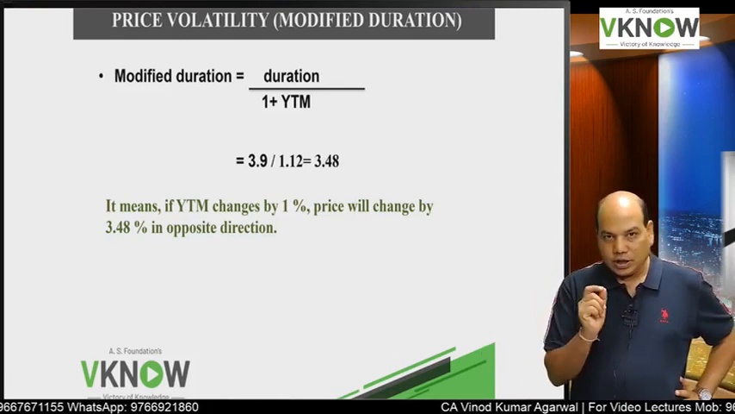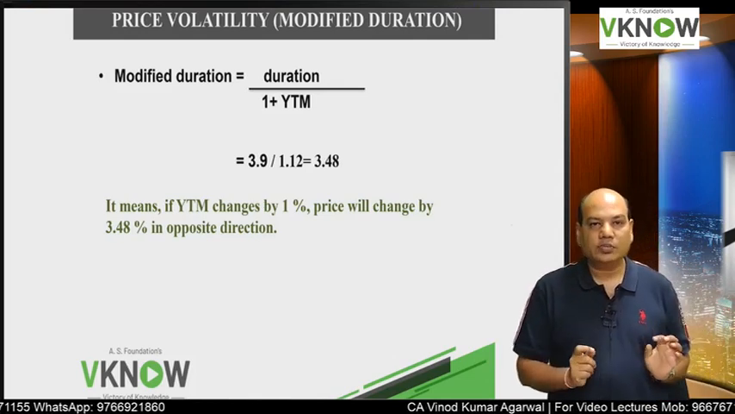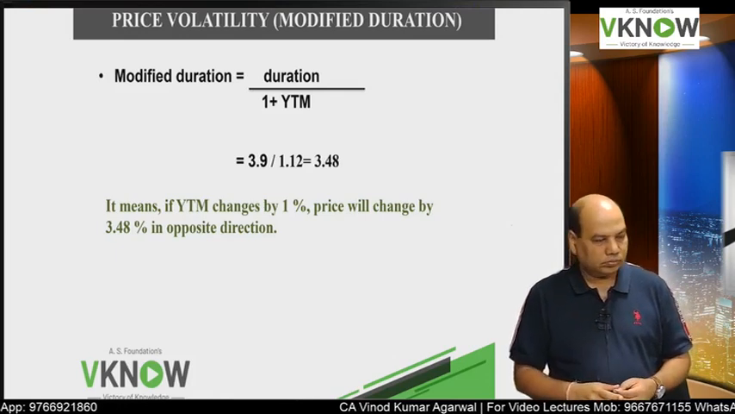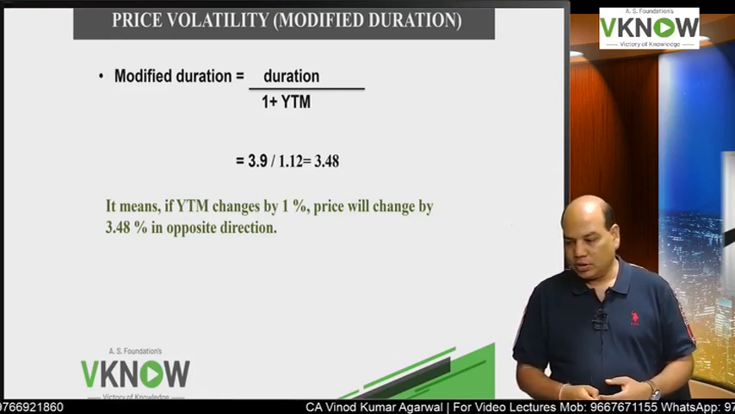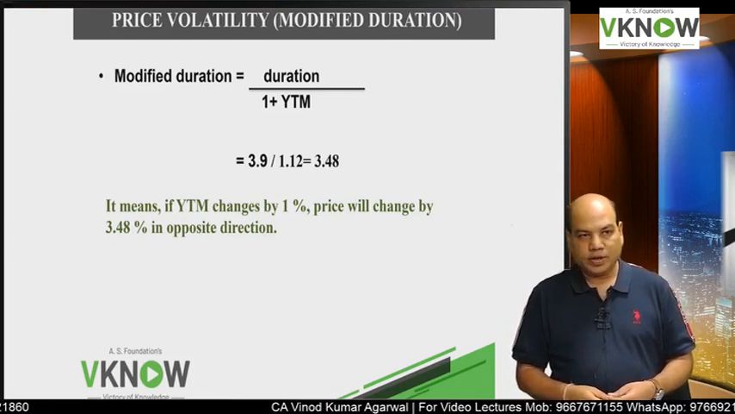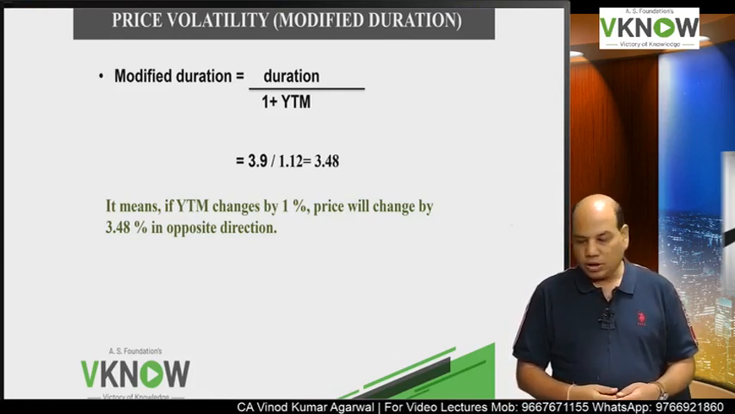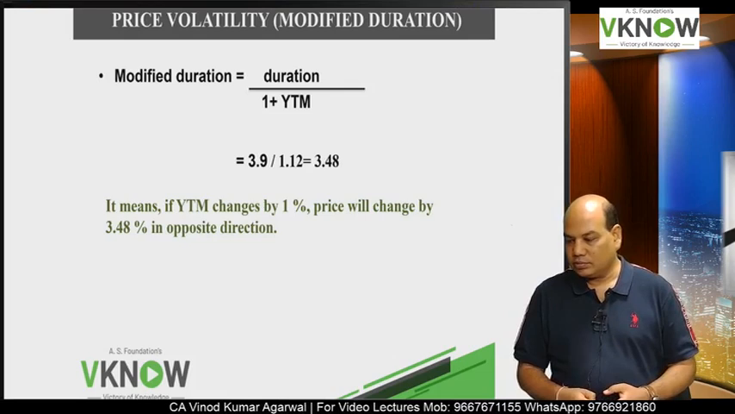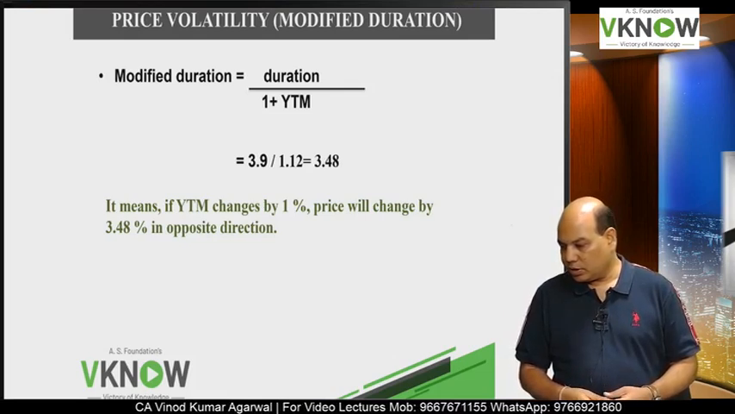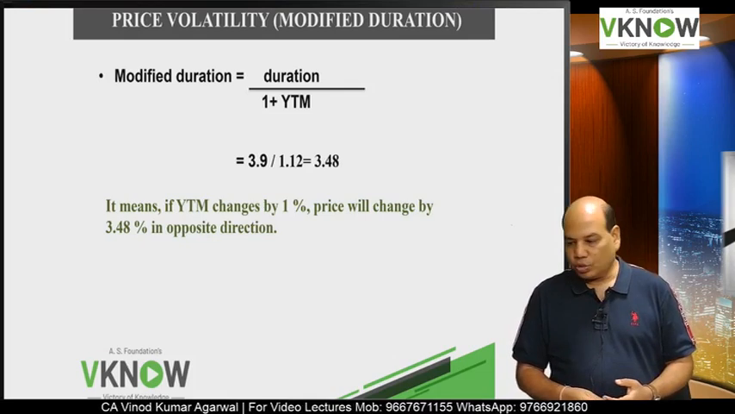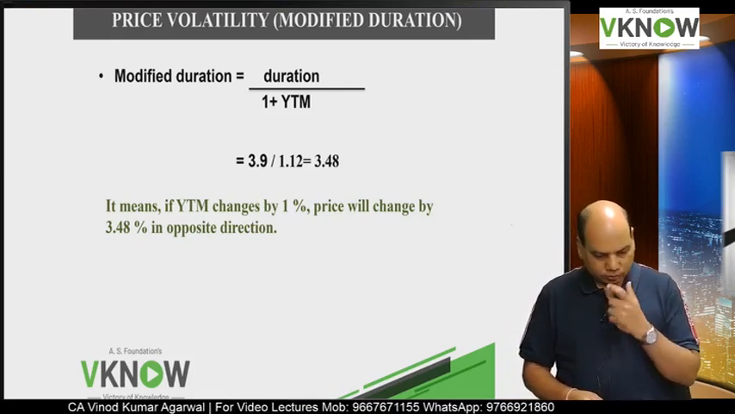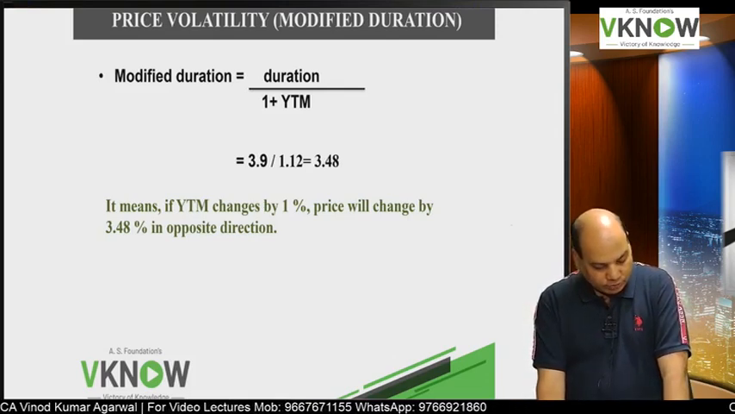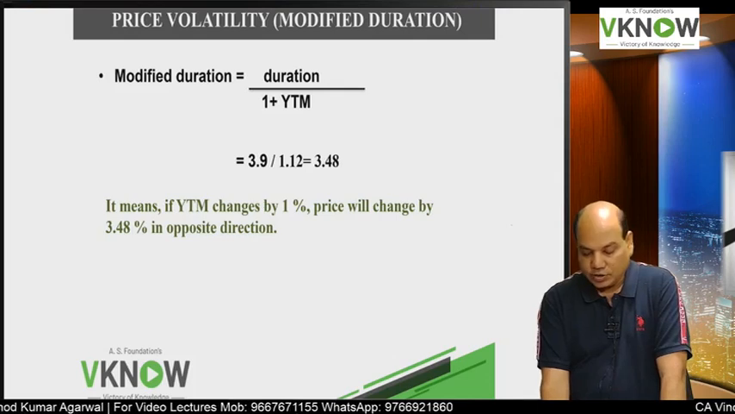It means, write down, if YTM changes by 1%, bond price will change by 3.48% in the opposite direction. But in this problem they are saying the YTM will fall by 70 basis points.